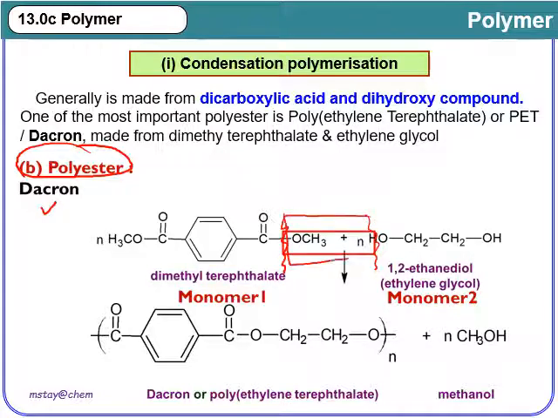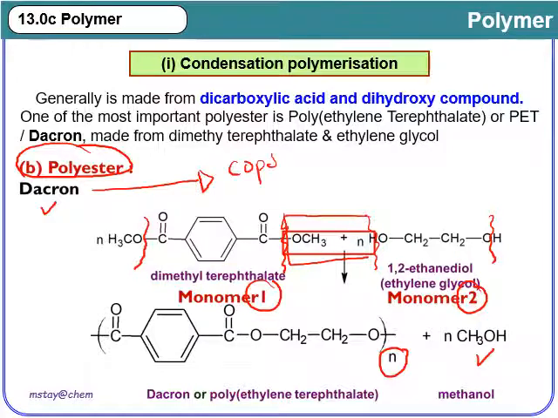So when these combine, they will form a small molecule, which is methanol, CH3OH. By combining the bond, we will notice that the polymer will be written with the repeating unit and with the n. At the same time, the bond will also break over here. From this diagram we can see that there are two monomers, monomer 1 and monomer 2. So basically we can also classify this diagram as a copolymer because it is made up of two or more different monomers.